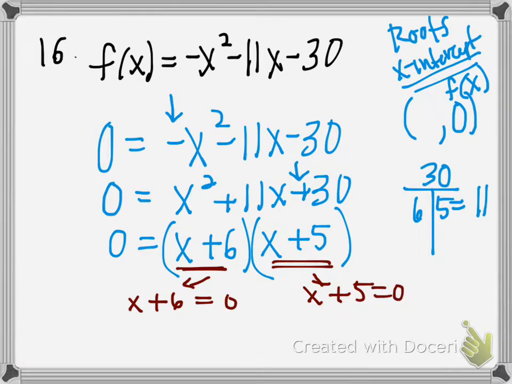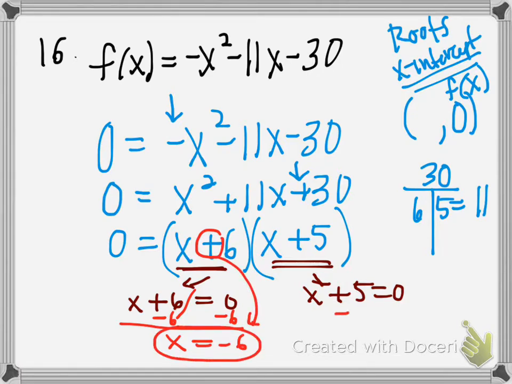How do I get x alone? Subtract 6 from both sides. So x equals negative 6. I told you the easier trick is just to change this sign to the opposite. So that's one root, and if I subtract 5 from both sides, I get x equals negative 5. So it crosses the x-axis at negative 6 and negative 5.